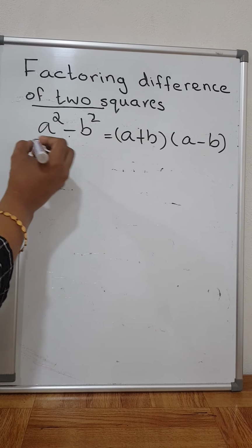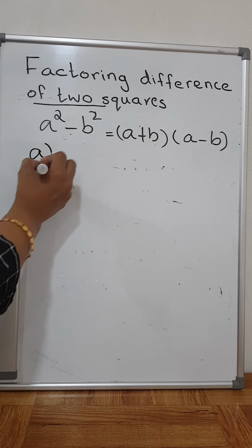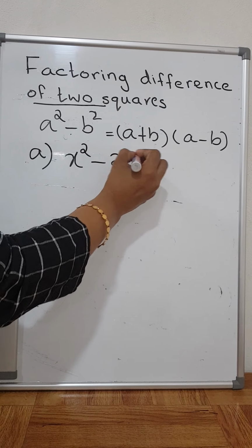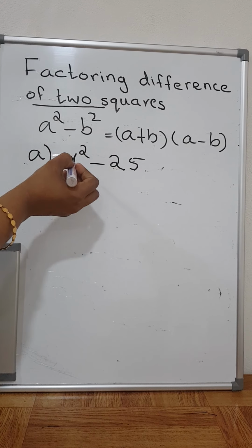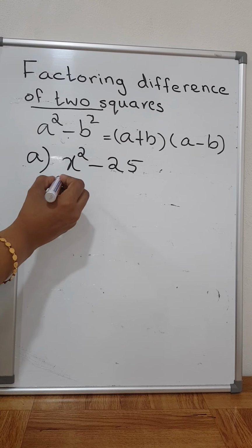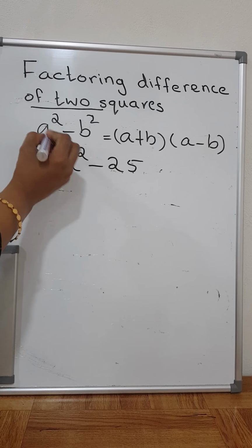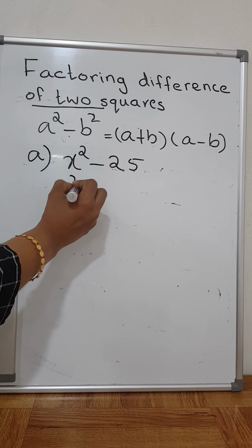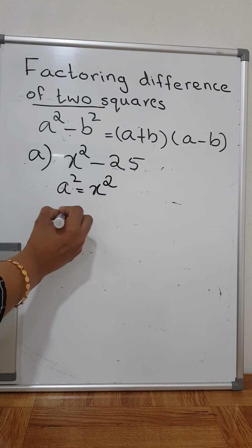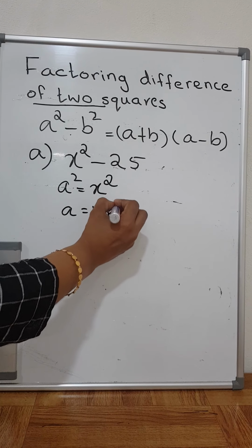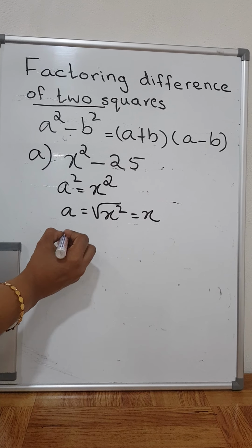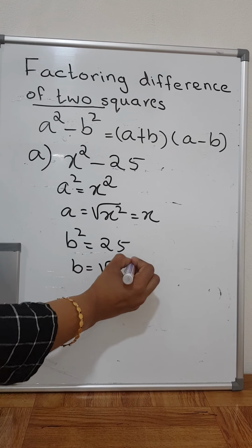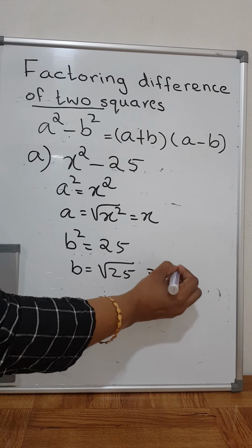Let's do some example questions. First one, very easy one: x square minus 25. Let's compare with the formula. Here a square is x square, so a is equal to root of x square, that is x. Here b square is equal to 25, so b is equal to root of 25, that is 5.